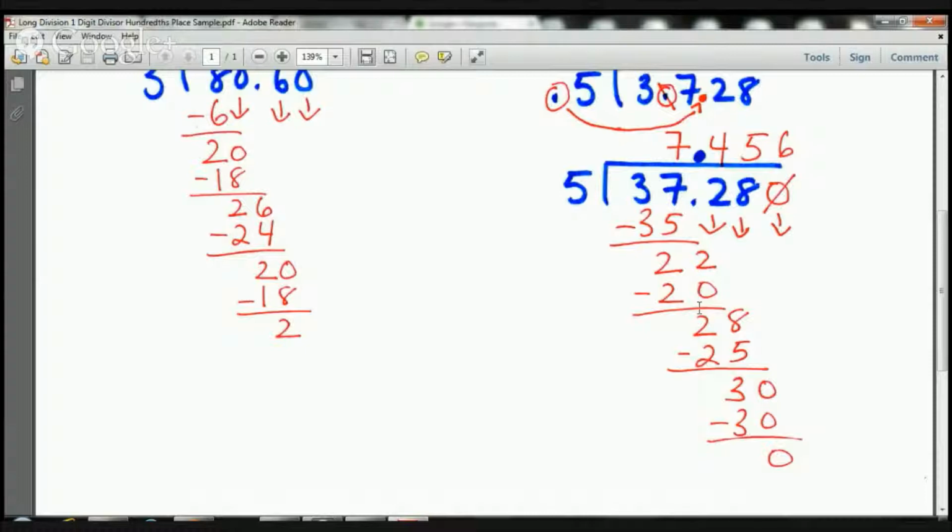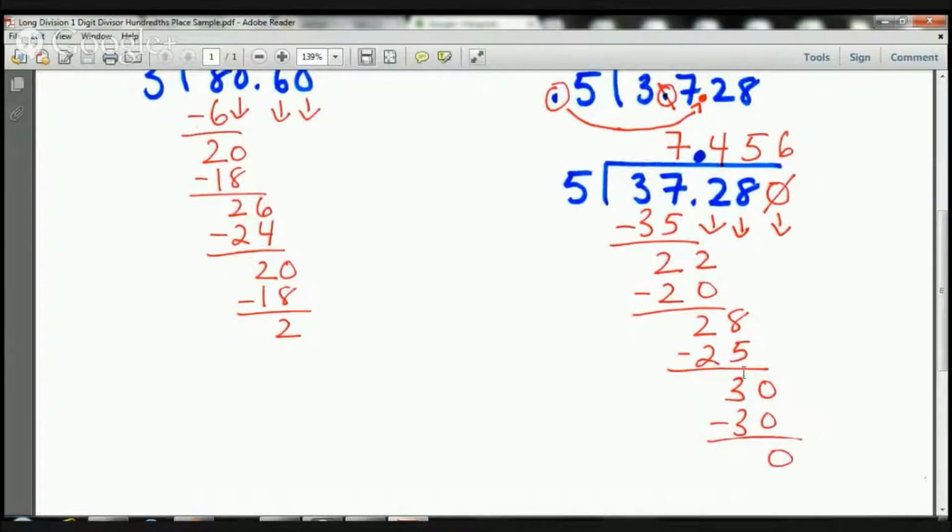minus 20 equals 2. Once I have that, then I'm going to drop down this 8, and now I have 28. How many times can 5 go into 28? Well, let's see. 5 times 5 is 25. 5 times 6 is 30. Well, I only need 28. 30 is definitely past 28, so I'm going to use 5.